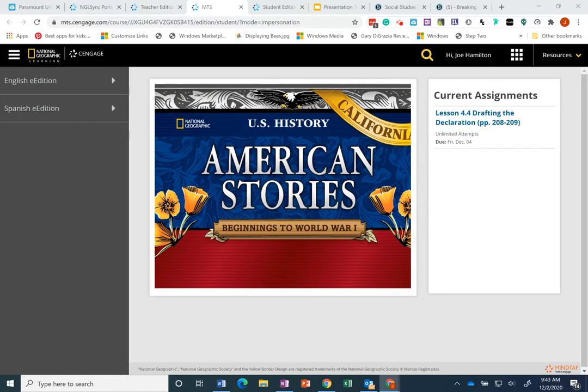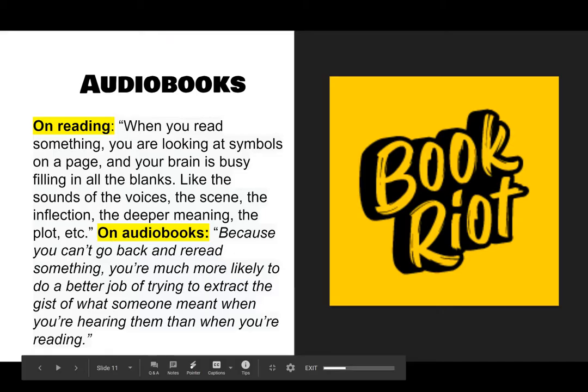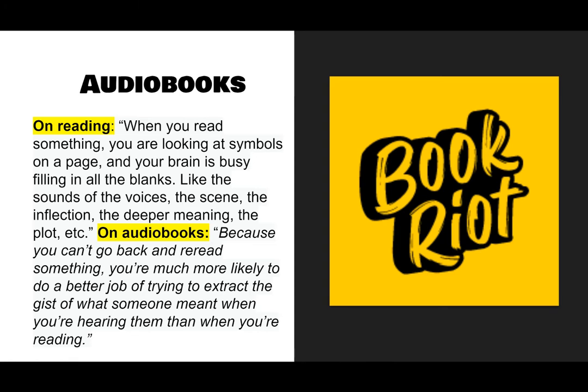Before you do anything else, once you go over to Nat Geo, you're going to click on lesson 4.4, drafting the declaration. You're going to click on that and it's going to take you here. Now remember to listen to the audio. When you read it, all of us read differently. There's nothing wrong with that. Some take longer, some can get through it fairly quickly. But the audio book is kind of like an equalizer. So I encourage you to listen to it and read it at the same time. That way you can get a general understanding of what's going on.